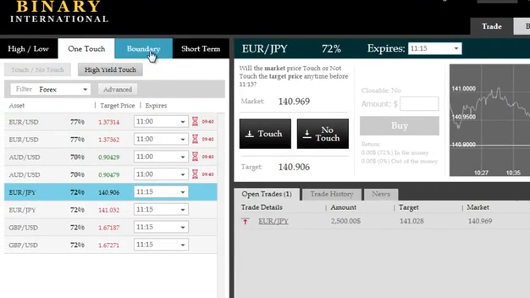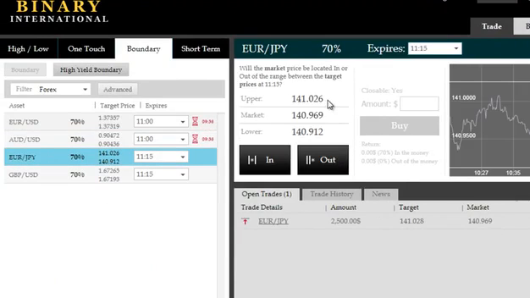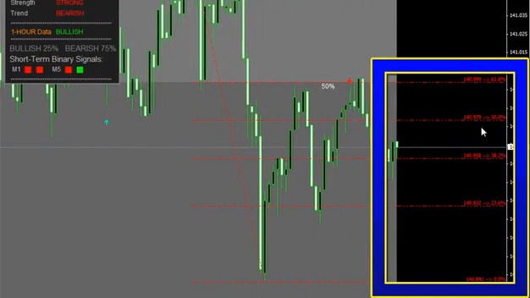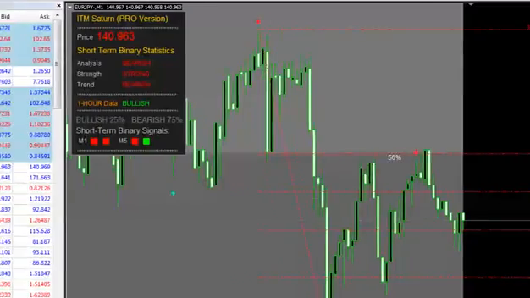What we're going to do is put in a boundary condition. Since we're in a high volatility zone, we know that the 50% and 60% retracements, what are the targets here? 141.025, and the other targets are around the 140.9 mark. So we're in a good range here between those two levels. We're going to execute a boundary trade to be outside this boundary.